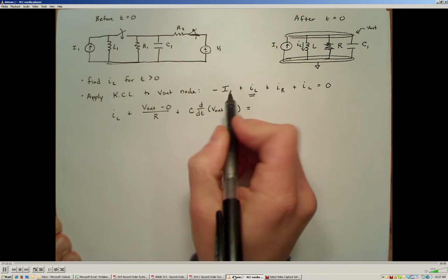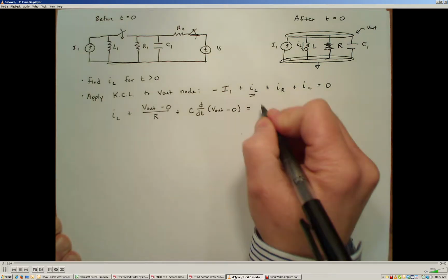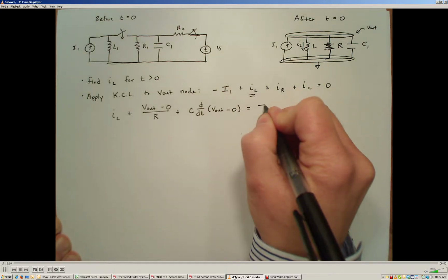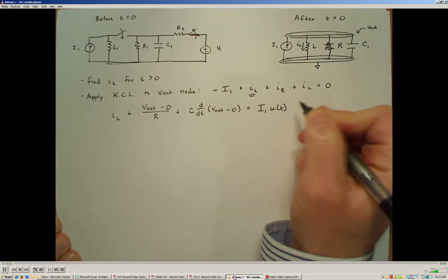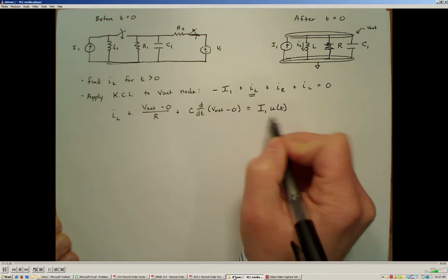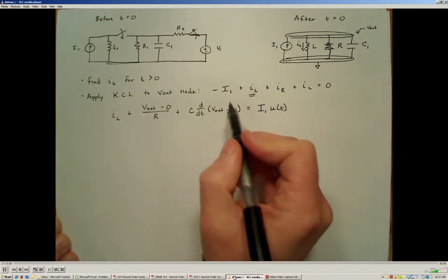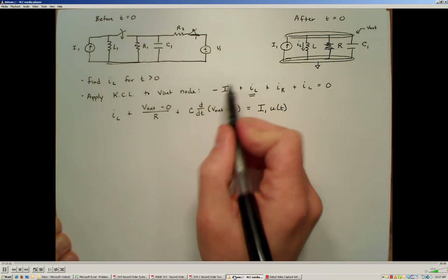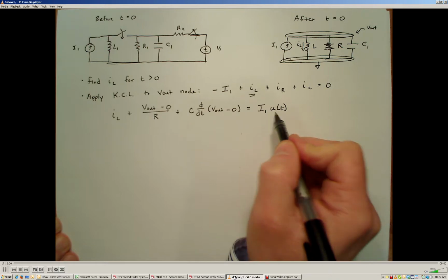I'm going to take my input current and bring it to the other side of the equation because that's going to become my forcing function. And I'm going to multiply this by the unit step function just to make it clear that this input function is not constant at I1 for the entire period of time. It only happens after time equals 0.